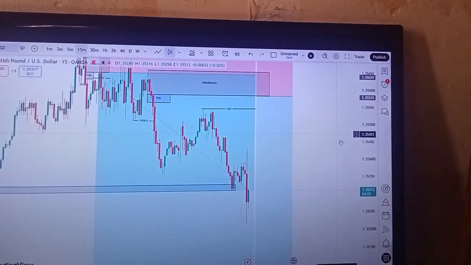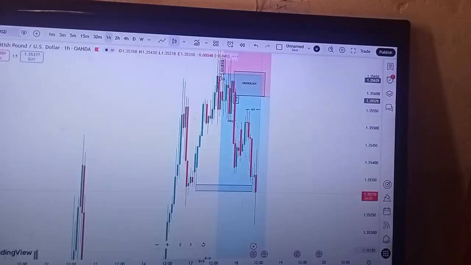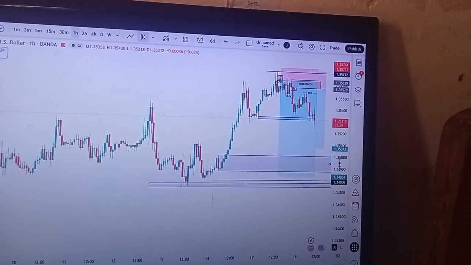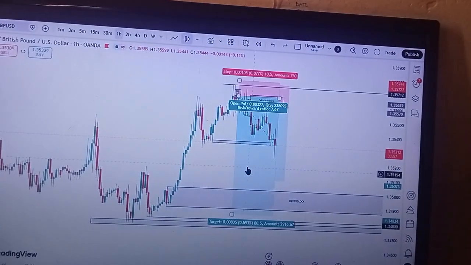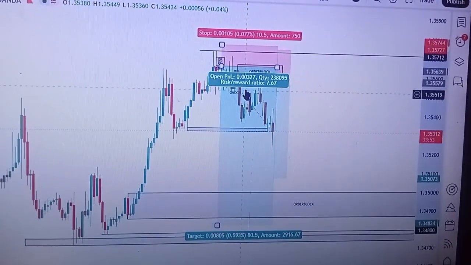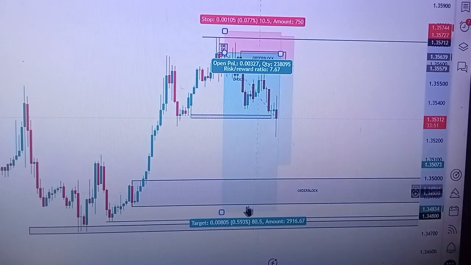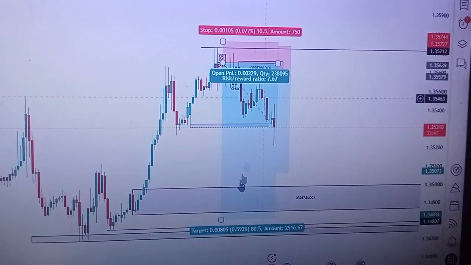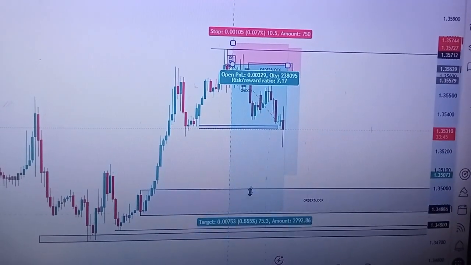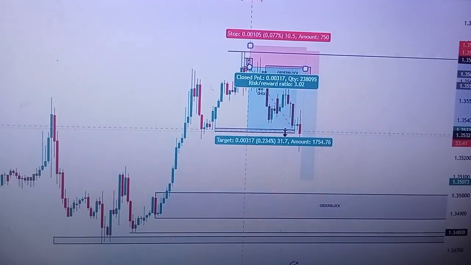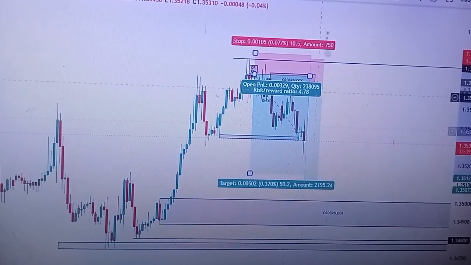Oh yeah, GBP USD is very good, guys. Let me show you on the 1 hour time frame. GBP USD is really good. You can see we are now in profits. We are in 32 pips profit, and our target is 80. Let me see how much risk to reward. We are now running about 1 to 3 risk to reward ratio.